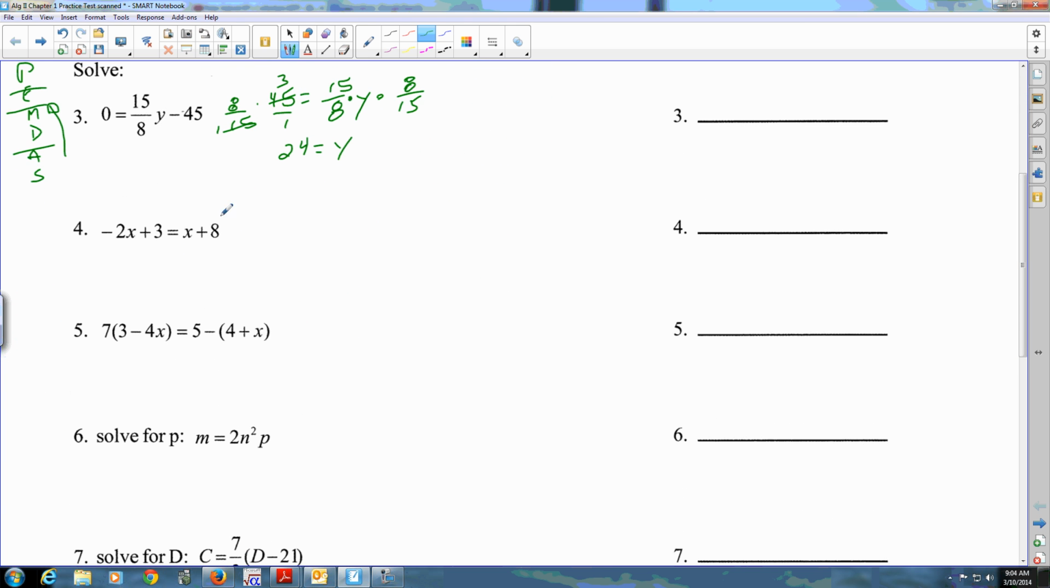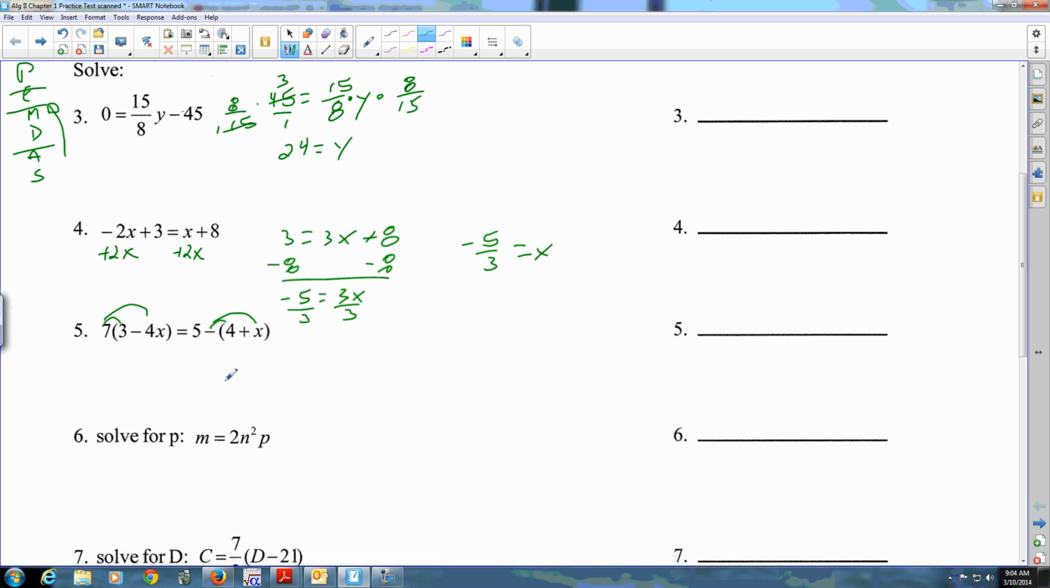Same thing with PEMDAS. You're staying there. So I'm going to add the 2x over. So you have 3 is equal to 3x plus 8. And then subtract the 8. So you have minus 5 is equal to 3x. And then divide by 3. So you have minus 5 thirds is equal to x. And you're done.